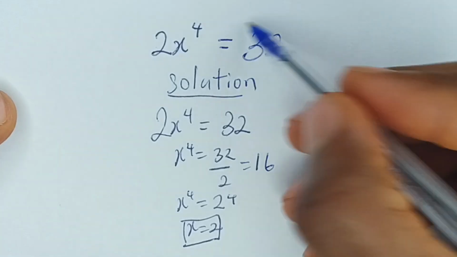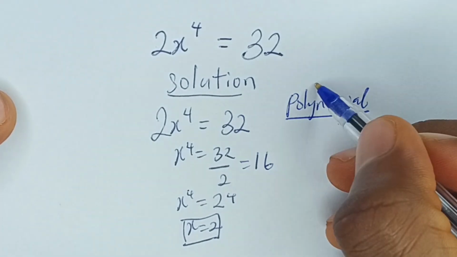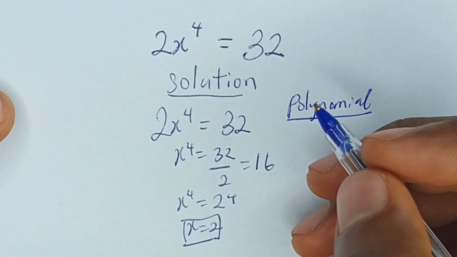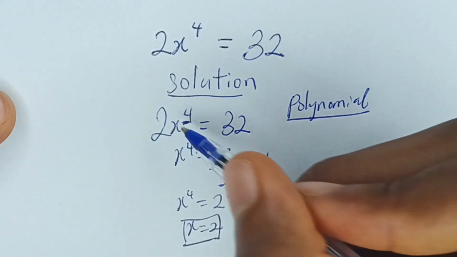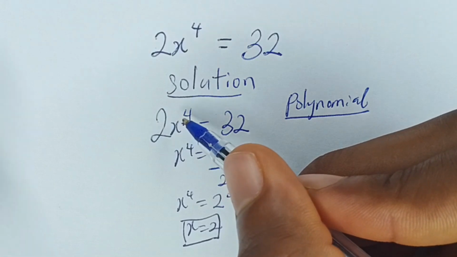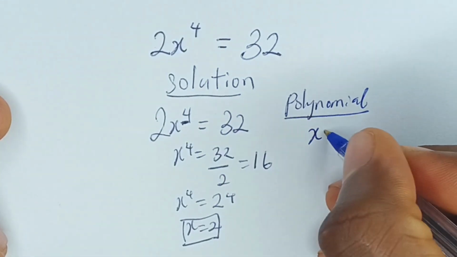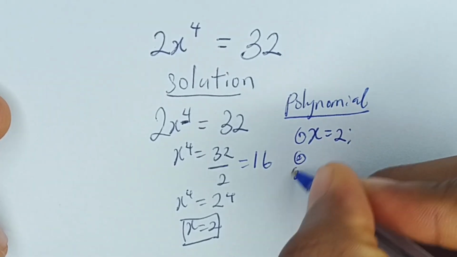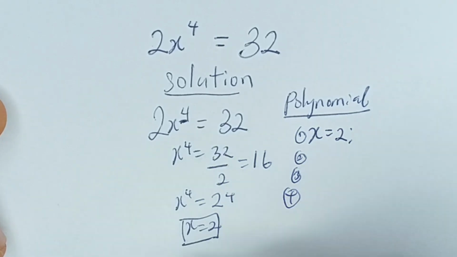But recall that this is a polynomial, okay? And the greatest power of the polynomial determines the number of answers that polynomial should have. Let me repeat. The greatest power of a polynomial determines the number of answers, or the number of zeros, that polynomial should have. We've gotten one zero, where x is equal to 2. Now we need to get the second, the third, and the fourth zeros, or the fourth values for x according to this question. How do we get this?